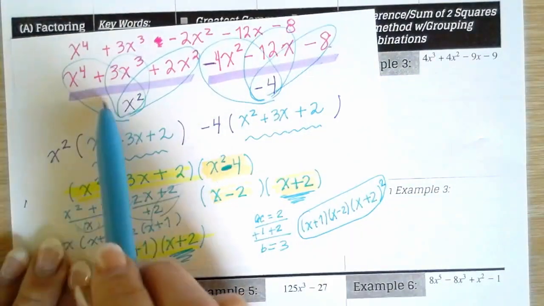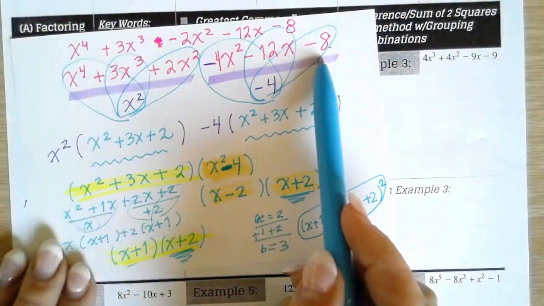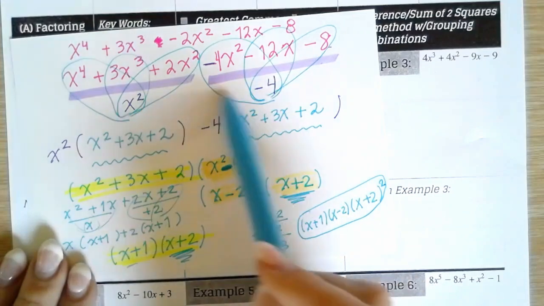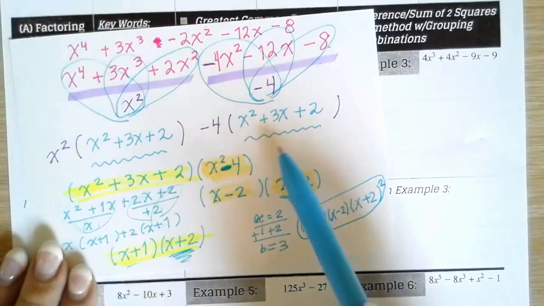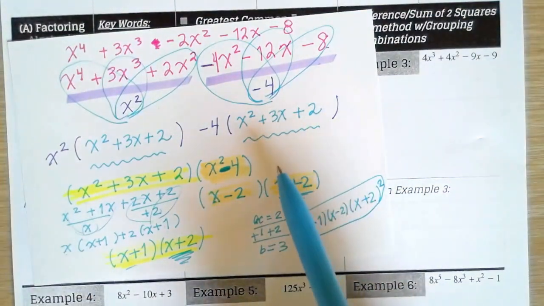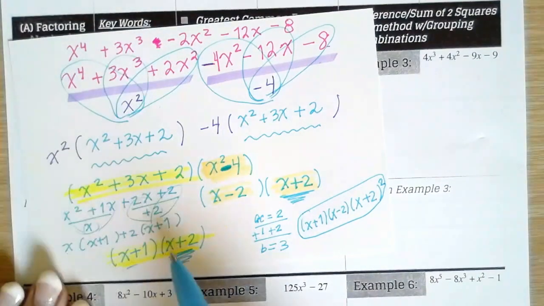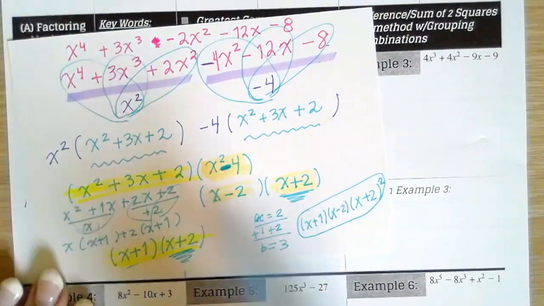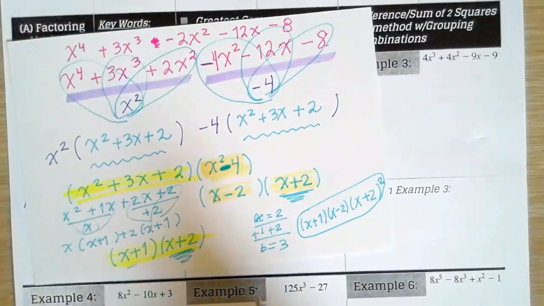So what did I just do? I used grouping on something that had 6 terms. I made 2 groups of 3. So throughout the course, we're going to see a lot of opportunities to use this, and especially when you get to like pre-calc and calculus, these little guys are going to sneak up all over the place, and if you're really good, you'll catch it and you'll factor in no time. All right? Questions?